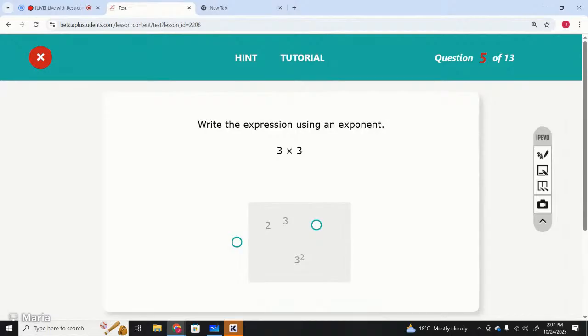Write the expression using an exponent. 3 times 3. So how do we write it? That is 3 times 3. Option number 2 is the correct option. 3 square it is.